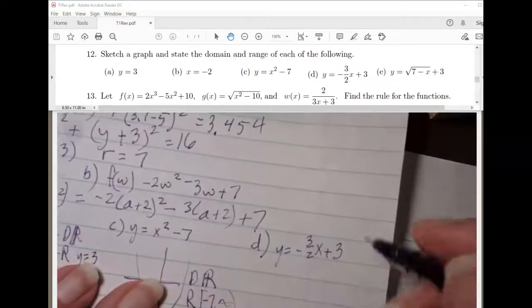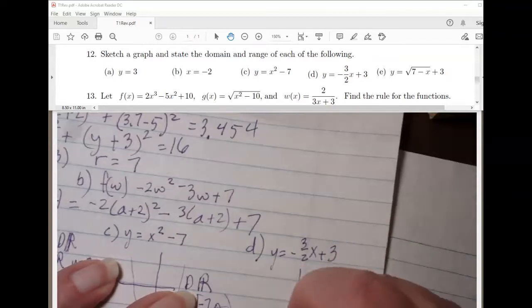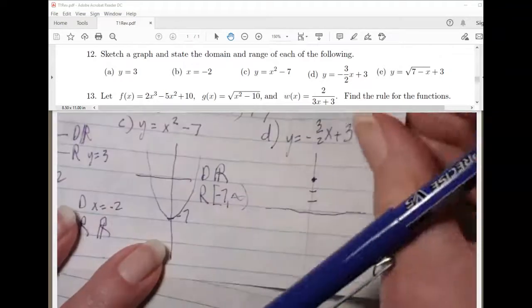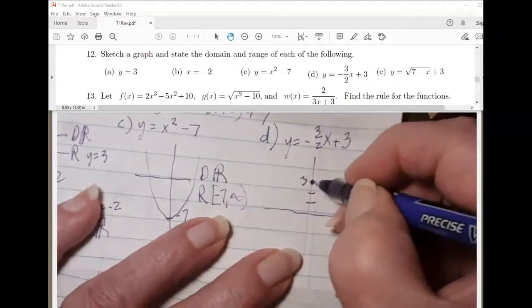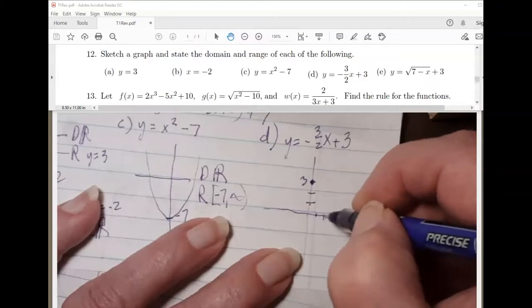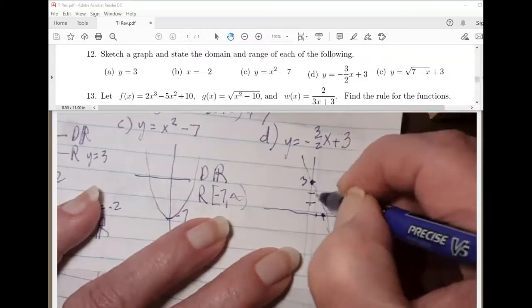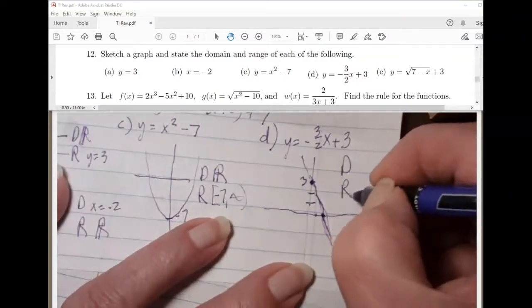The line that we have here is y is equal to negative 3 over 2 x plus 3. That means I've got a y-intercept of 3. 1, 2, 3. And I'm going down 3 over 2 for the slope. 1, 2, 3, 1, 2 for the slope. So the next point would be there. Now a line that isn't horizontal or vertical has the domain and range as all reals for both.